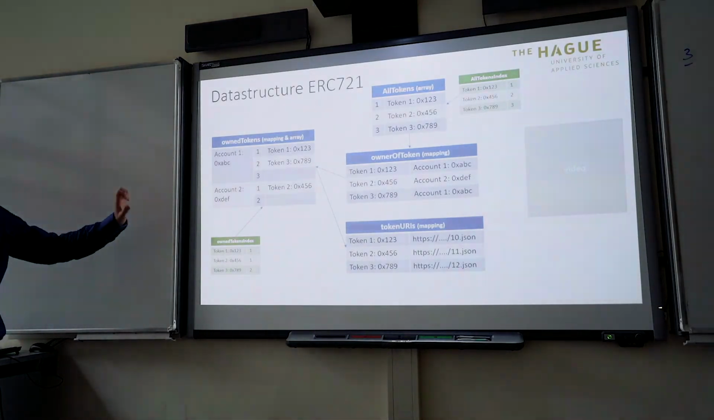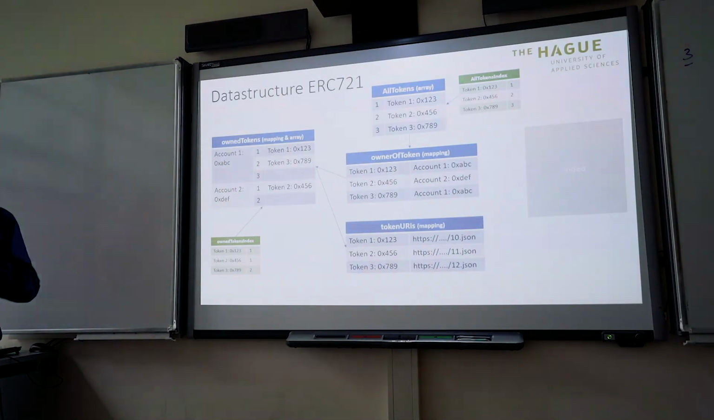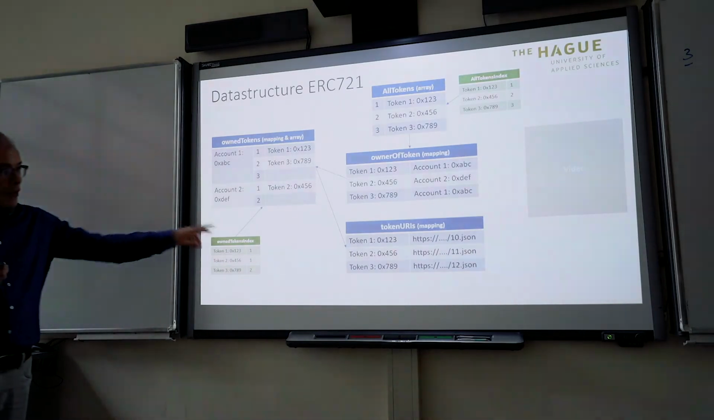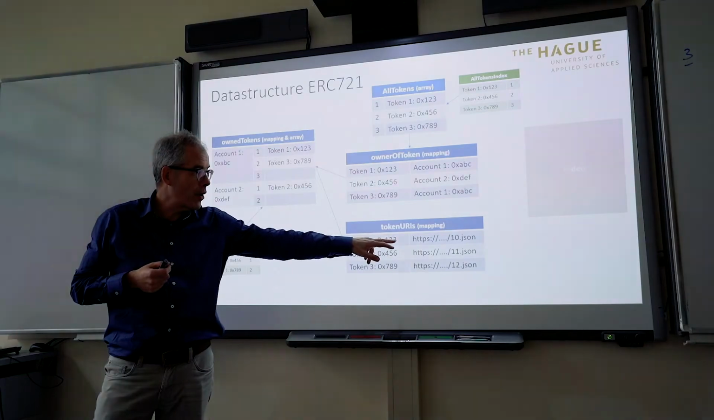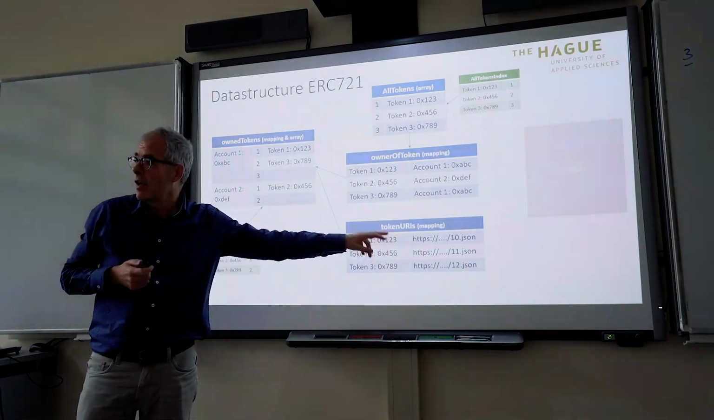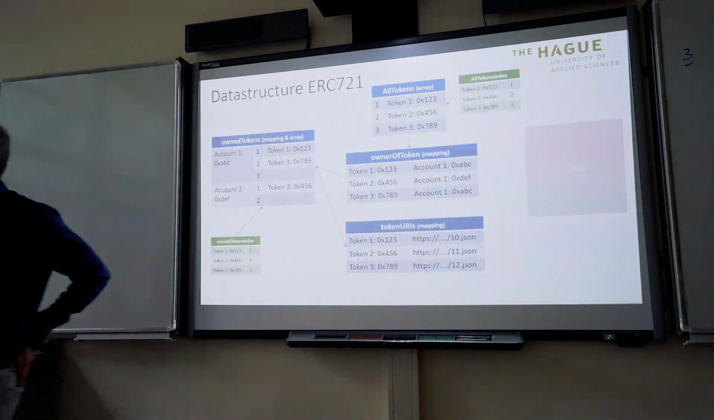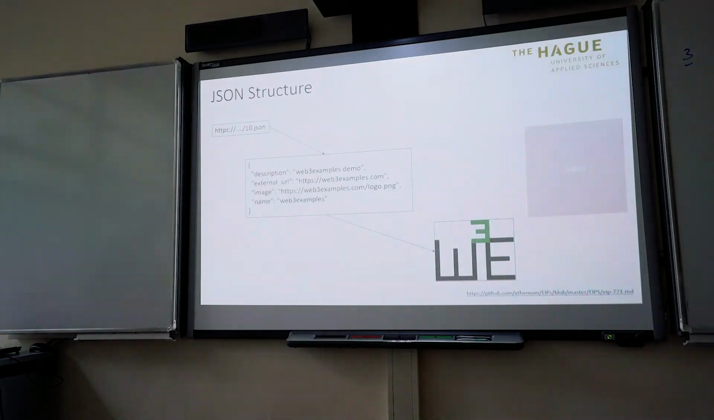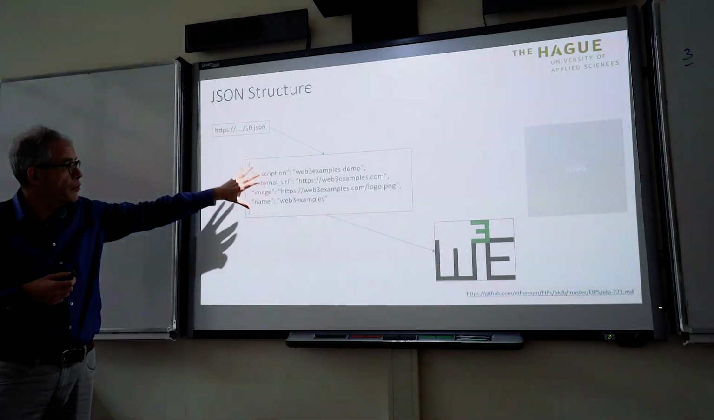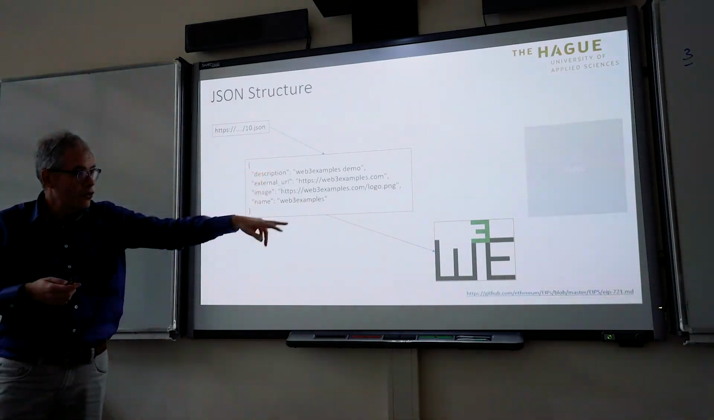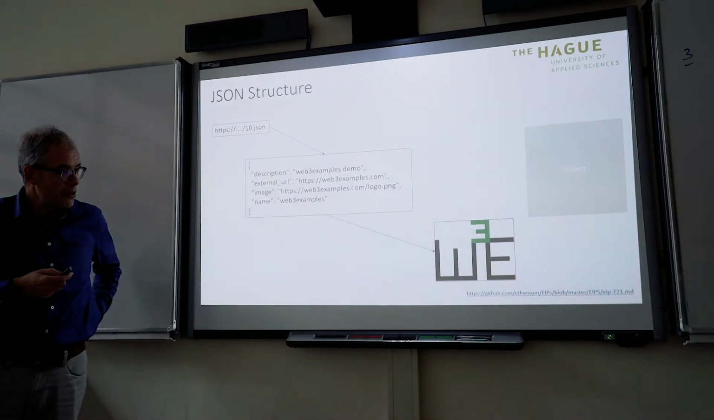So this helps if you want to have a look at the contract and see what's going on. And of course finally there's a mapping from the token to the URIs. There you get all the JSON files. And then the JSON is a separate data structure, from a JSON file to something like a picture.